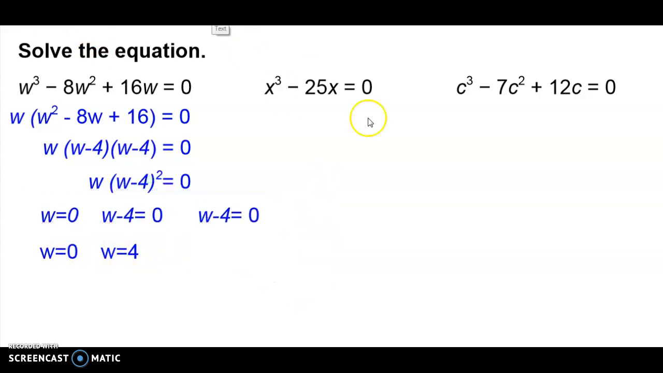Alright, so now it's your turn. Go ahead and try to solve these two polynomial equations by using the factoring method.